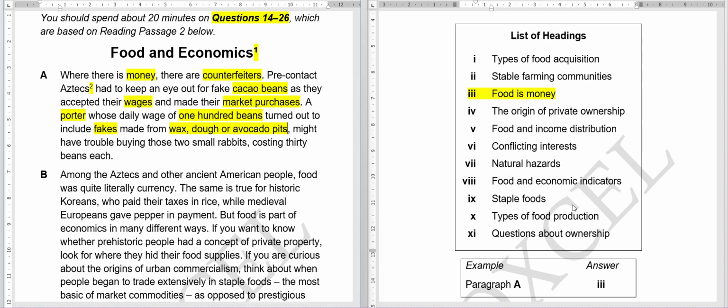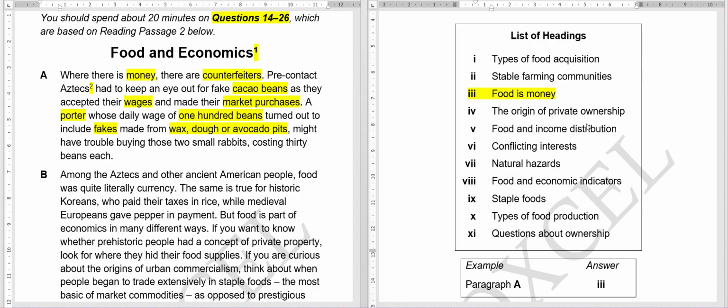What I'm going to do now is read all the options and try to make you understand what all these options mean and what kind of information should be in the paragraph, so that this particular option or that particular option should be the answer for that particular paragraph. Okay. So first option, types of food acquisition. For what kind of paragraph should this option be the answer? Whichever paragraph will have the types of food that people used.